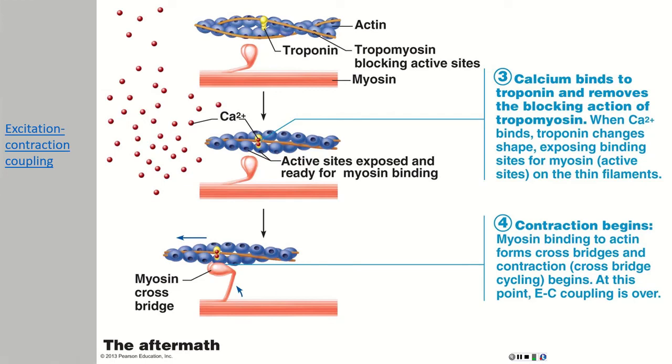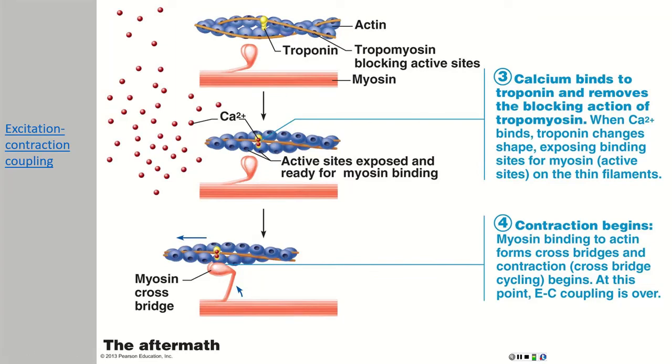Well, since it's anchored to the tropomyosin, when the troponin changes shape, it pulls the tropomyosin out of the way. That exposes the active sites on the actin. And once exposed, what did we learn? Myosin heads really like those active sites. And now that those active sites are exposed, what will we get? We'll get a cross bridge. The myosin head will reach up and attach to the active site on the actin.